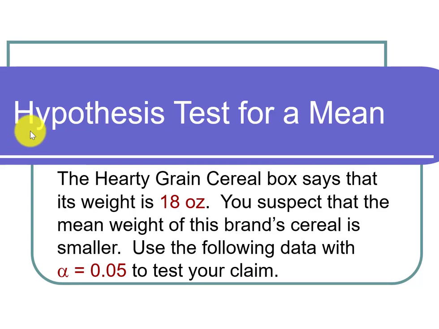This is a video on hypothesis test for a mean. The question states, the Hardy Grain cereal box says that its weight is 18 ounces. You suspect that the mean weight of this brand cereal is smaller. Use the following data with alpha equals 0.05 to test your claim.